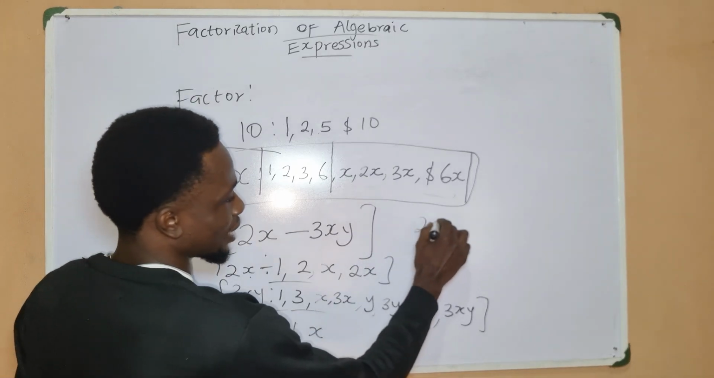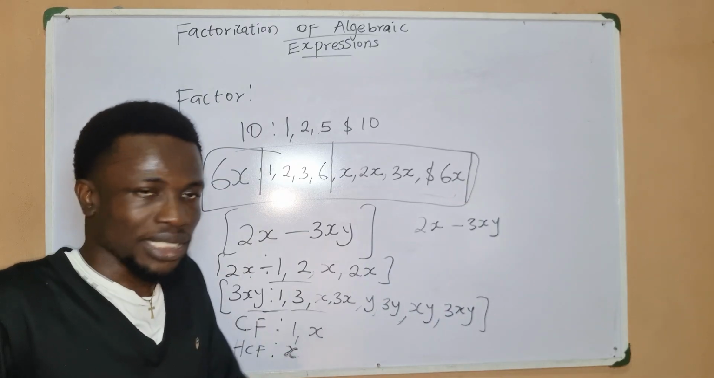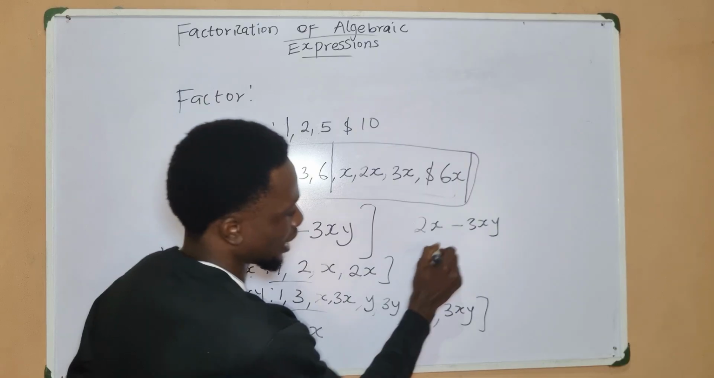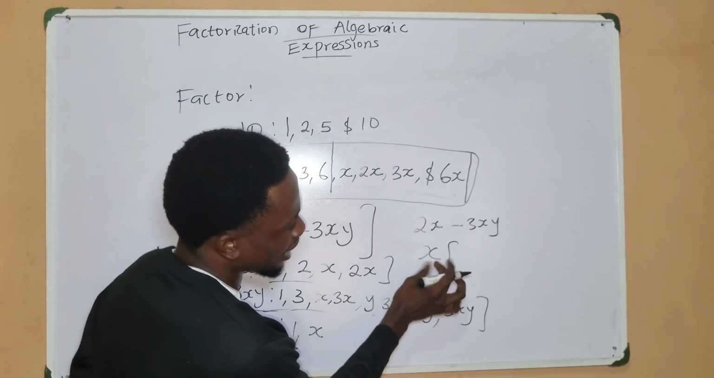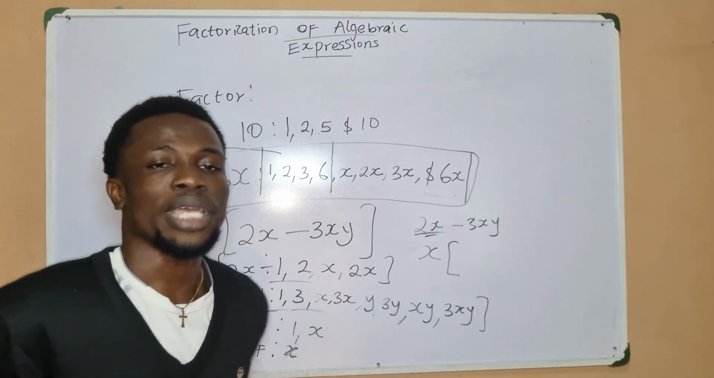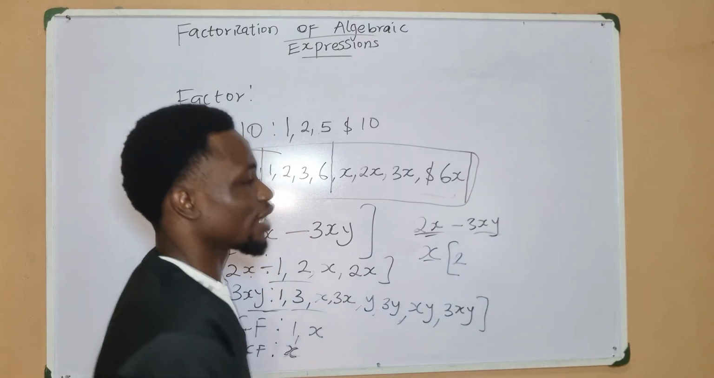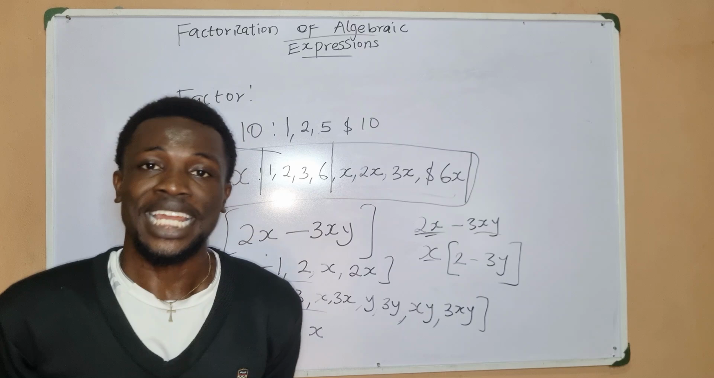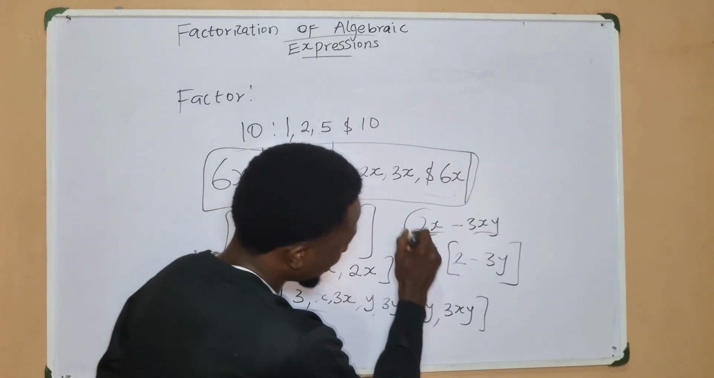So 2x minus 3xy. We want to factorize it, put it into a bracket now, by using this highest common factor, x. So put x here and open a bracket. Now use this x and divide this term, 2x. You are left with what? 2. Use the same x, divide 3xy. You are left with what? 3y. So you see that you have successfully factorized this expression.